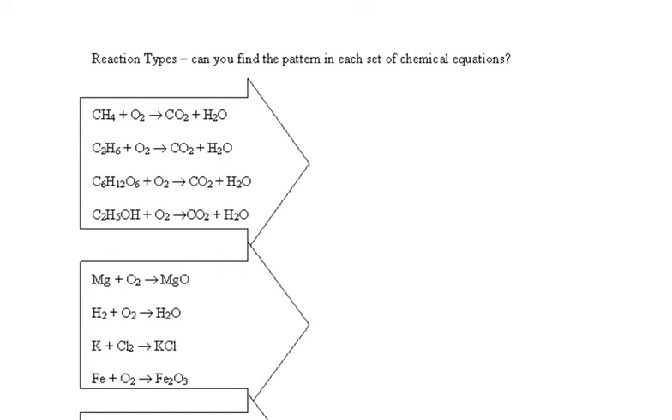You should have a handout that has 5 separate arrows with 4 equations written in them, and we are going to look at each group of 4 reactions and decide what they have in common. The first arrow has 4 equations in them, and you might notice the similarities here: they all contain oxygen as a reactant. They all have carbon dioxide and water as the only products.